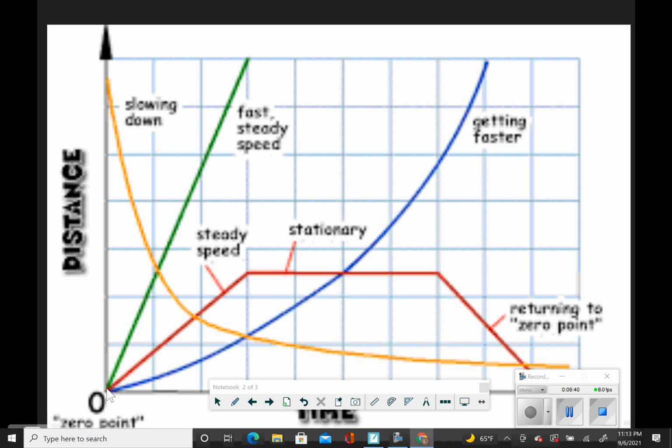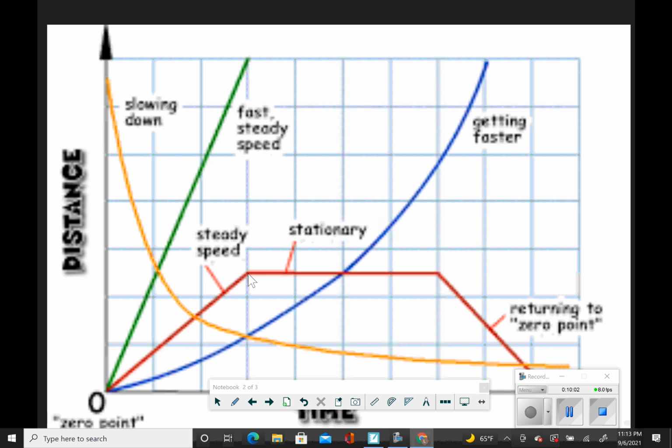The red one starts from home. It is moving upwards, which means it is moving away from home. It is a straight line, so the speed is steady. And it is not very steep, so it is not moving very fast.